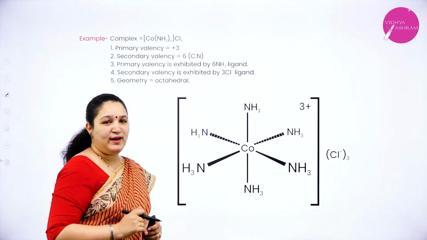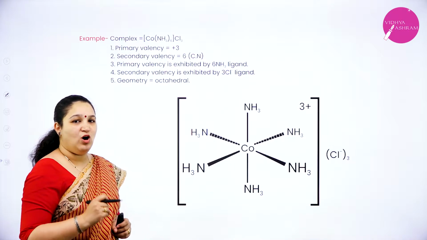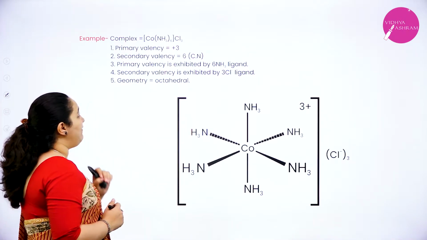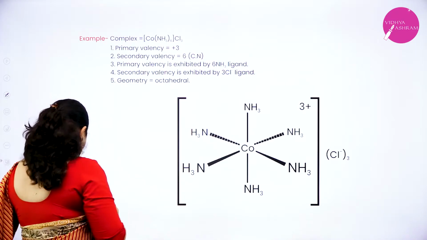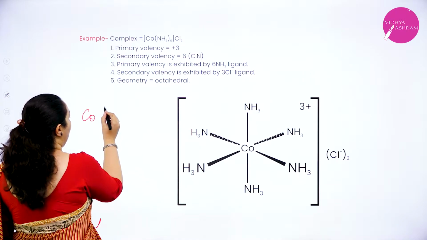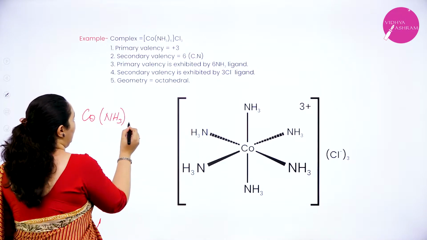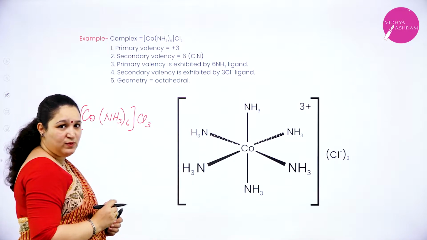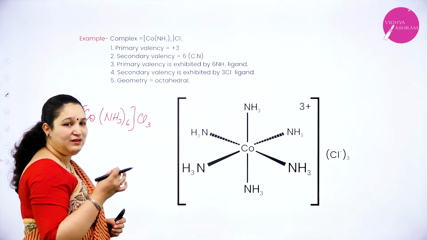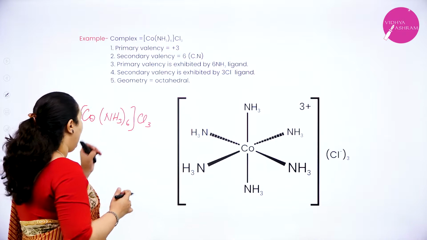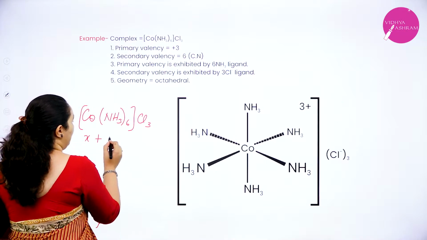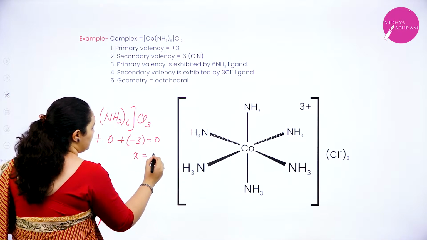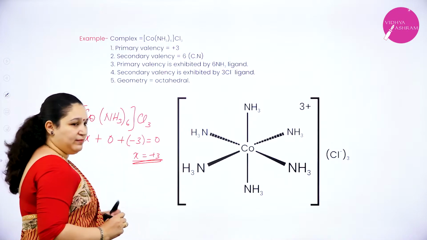I shall take one more example to explain the postulates of Werner's theory. In this particular example, you can see the primary valency of the complex is +3. Once again, I shall calculate here. I have cobalt with NH3 6 Cl3. The name of this complex will be hexaamminecobalt(III) chloride. And the oxidation number is X plus 0 plus minus 3 is equal to 0, X is equal to +3. This is the primary valency.